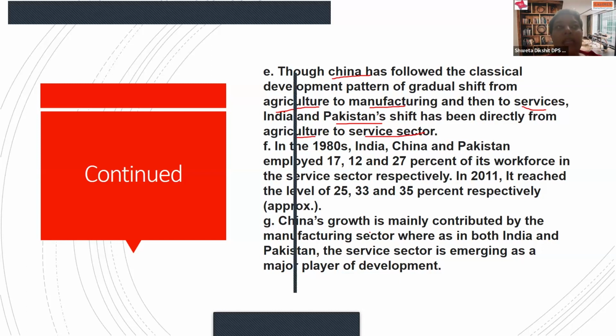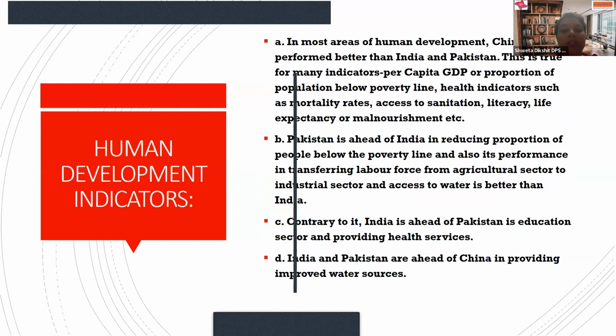There is a saying among experts and economists that if you want to grow an economy, you need to majorly focus on the industrial or manufacturing sector. That is actually proven by the growth of China's economy, because the Chinese economic growth was mainly contributed by the manufacturing sector, which is not playing that major role in the economies of India and Pakistan. Coming to the human development indicators, it would be better if I share it with the table of the textbook.